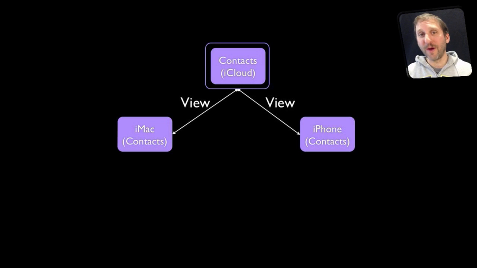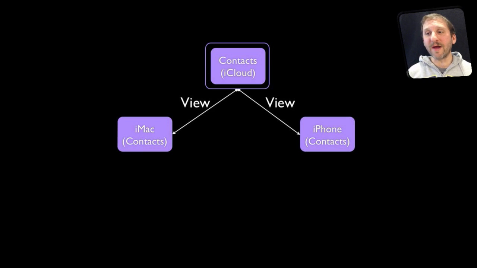But here's another way of looking at it. If you look at it as your contacts are only in one place, they're only in iCloud. That's where they exist. And what you're doing with your iMac or your iPhone is you're using the Contacts app there to view that data. So when you're looking at your contacts on your iMac, you're viewing the contacts that are on iCloud. Same thing with your iPhone.